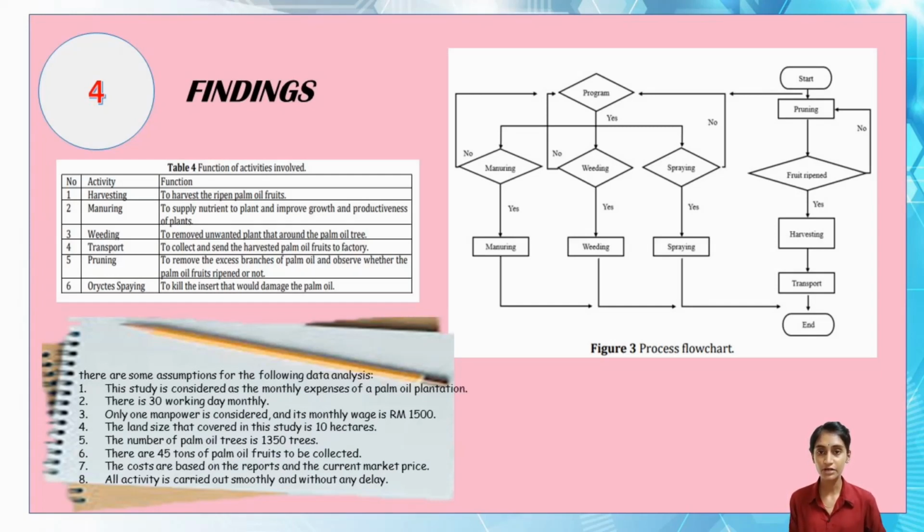There are some assumptions for the following data analysis. The first one is that the study is considered as the monthly expenses of the palm oil plantation. The second one is that there are 30 working days monthly. The third one is that only one manpower is considered and its monthly wage is 1,500. The rest of the assumptions we can refer to from the slide.